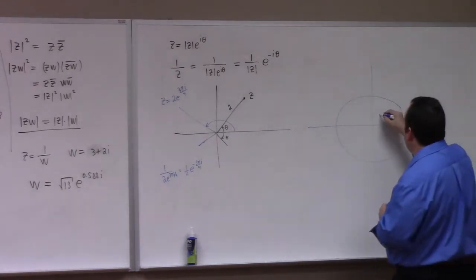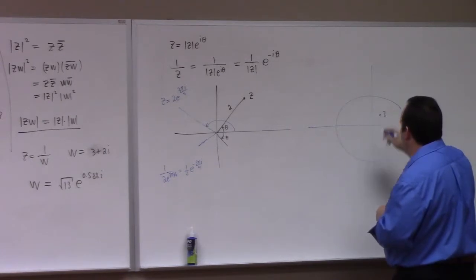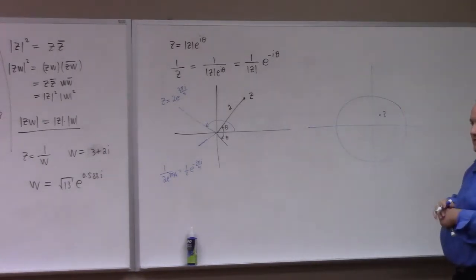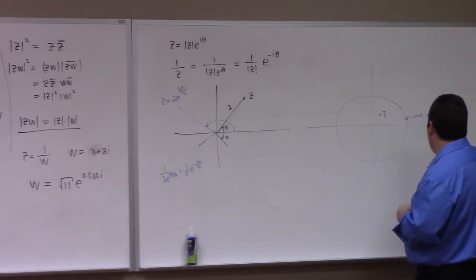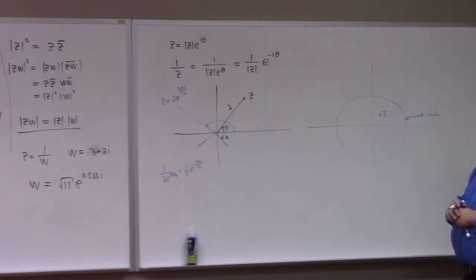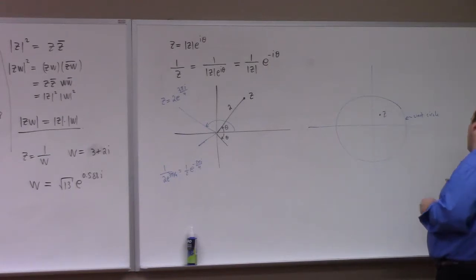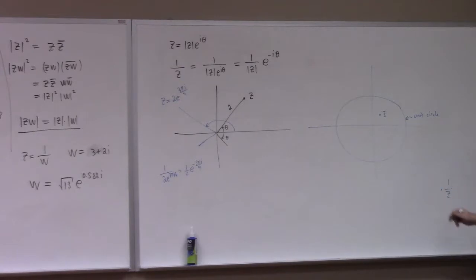If I start with z in here, where's 1 over z? If this is the unit circle, then 1 over z is like down here somewhere, right? I can't do the angle right, but it's something like that. So it takes every point inside the unit circle and does what? Flips it outside.